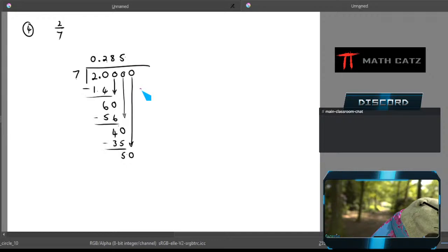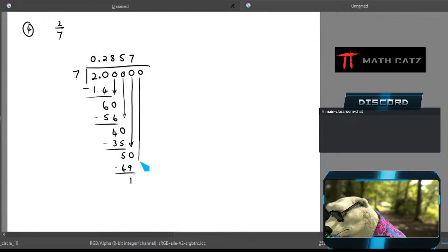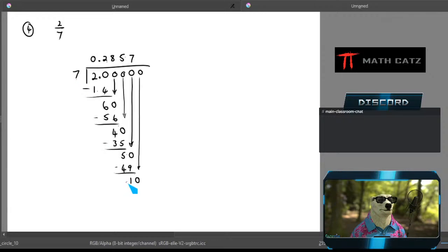That doesn't sound right. Do I do this right? Sure. I'm just thinking of something else. 7 times 7 is 49, that leaves a 1. Bring down another 0 over there. 7 goes into 10 once. 1 times 7 is 7.